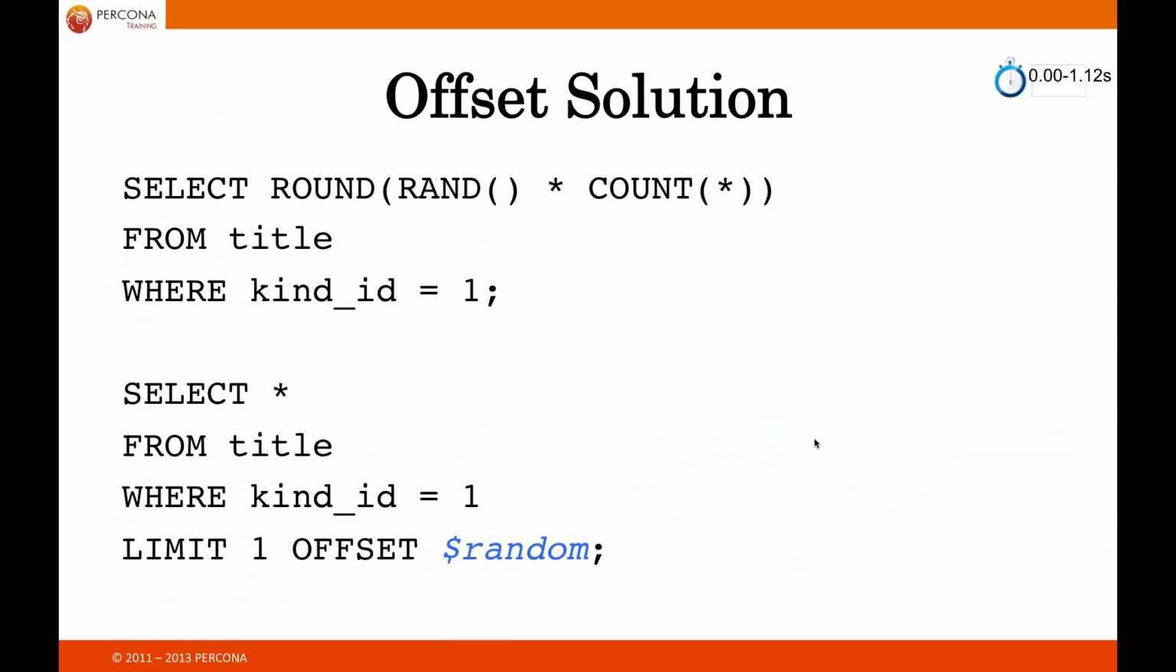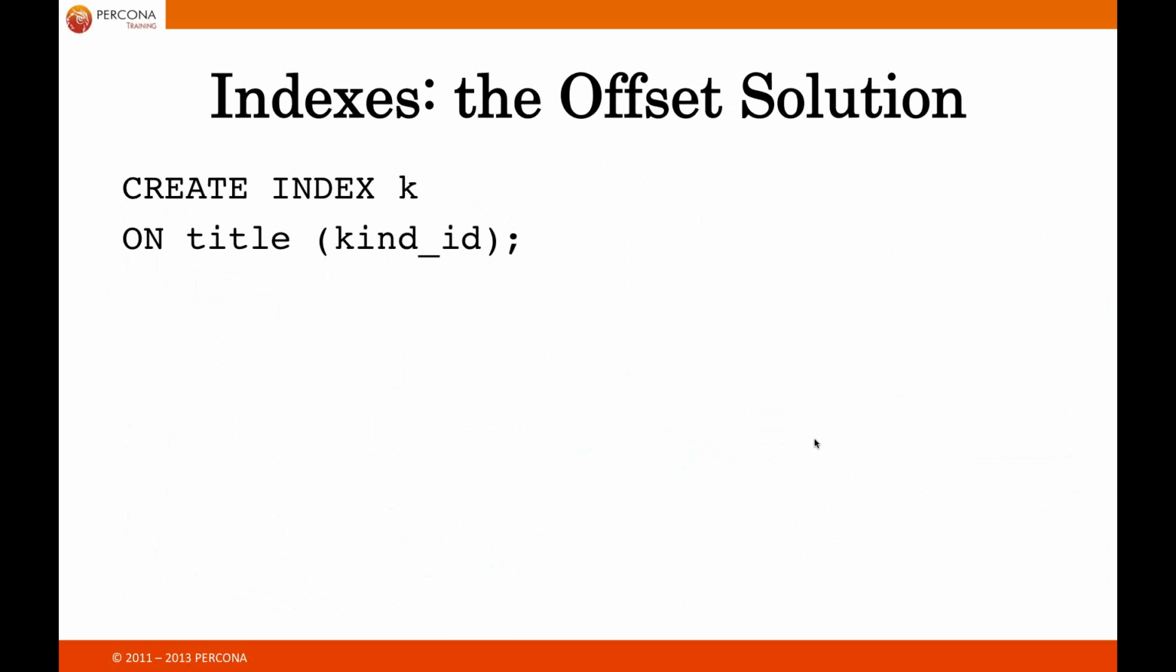The stopwatch, notice I indicated it takes 0.0 seconds to 1.12 seconds. The variance is because the amount of time it takes depends on which random value is selected. If it happens to select one very close to the beginning of that list, a very low random value, it will find it very quickly. But if it happens to pick a random value close to the end of the table, it'll have to seek all the way through that for that offset. So it's highly variable. Similar index on the kind ID as we had before.